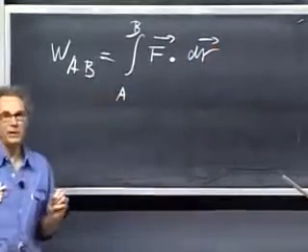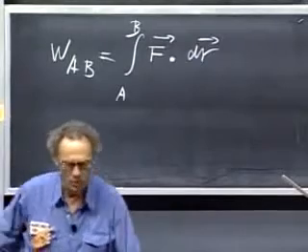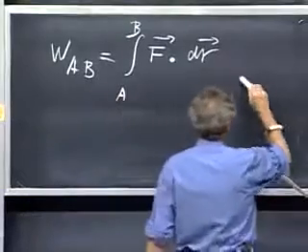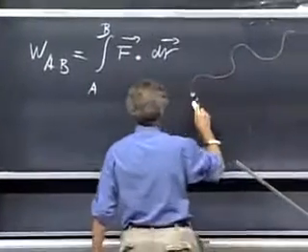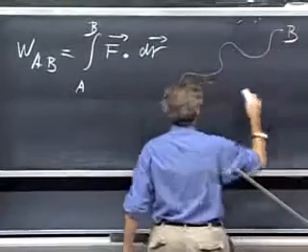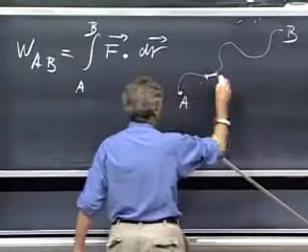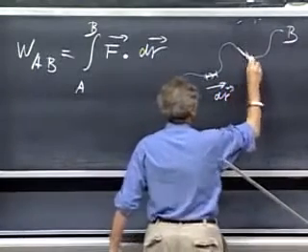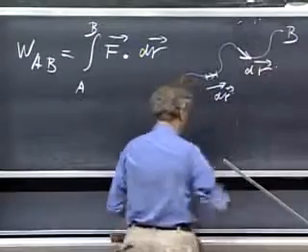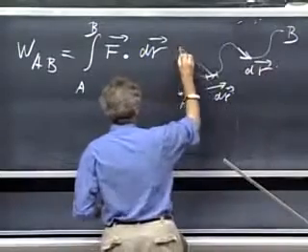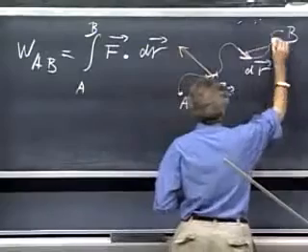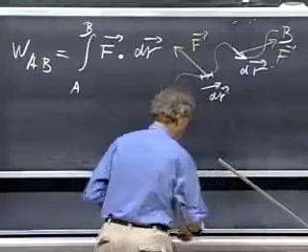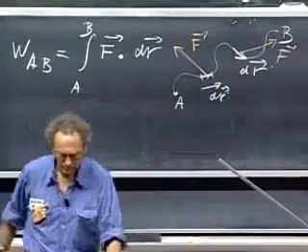r is the position in 3-dimensional space where the force is at that moment, and dr is a small displacement. So if this is from A to B, then dr here, if you go in this direction, this would be the little vector dr, and here that would be a little vector dr. And the force itself could be like this here, and the force could be like this there. The force can obviously change along this path.